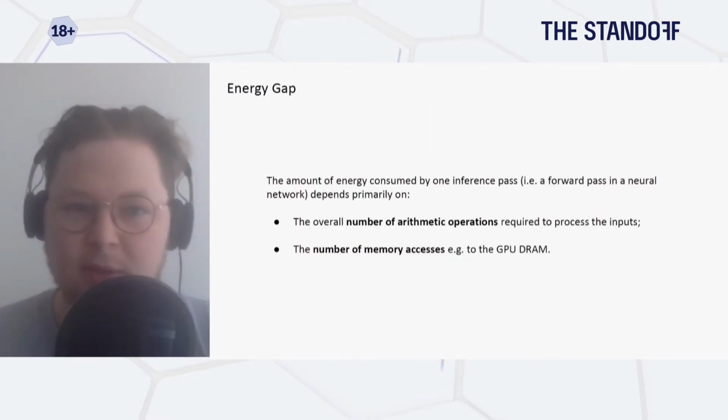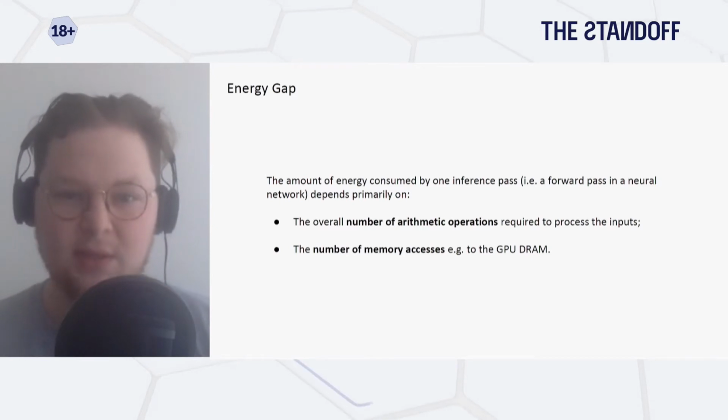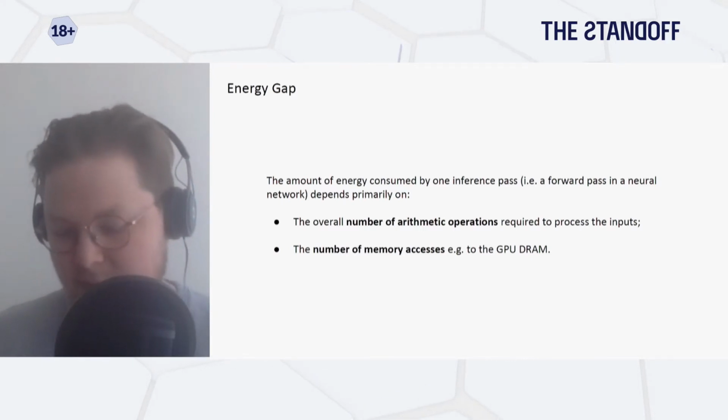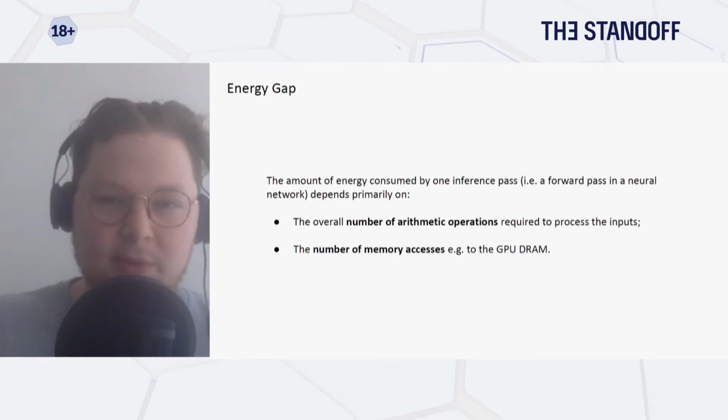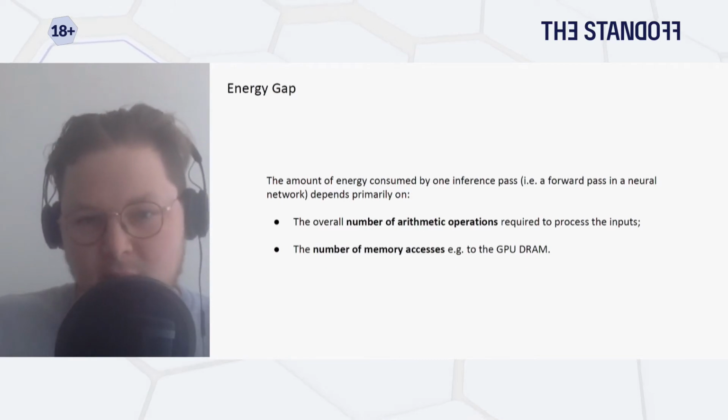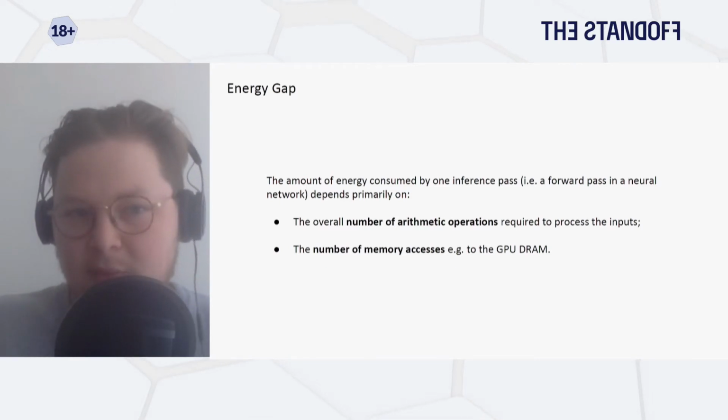So here we talk about the energy gap. So what is the energy gap? The energy gap when you're performing a single pass through the neural network. And note that here we're talking about a single sample. We only evaluate a single sample at a time. So normally, the most amount of energy will be consumed based on the number of operations. And this is usually fixed.